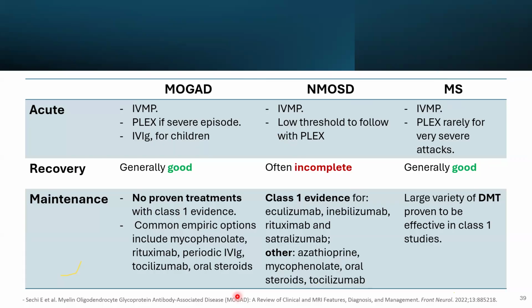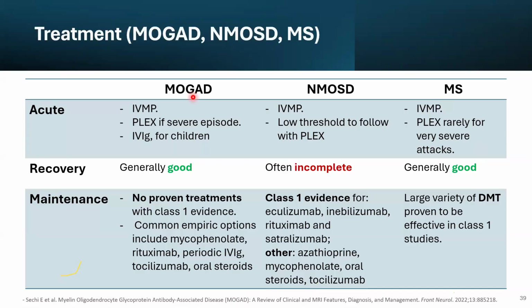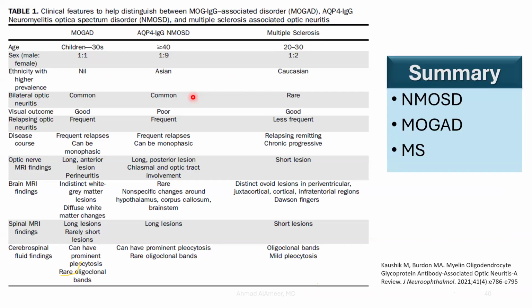So for maintenance therapy, a lot of treatment can be done based on the diagnosis. But remember that disease-modifying therapy in MS should not be given in patients with NMO and MOG. It can cause worsening of the condition. This is a summary slide comparing MOG, NMO, and multiple sclerosis. You can read this article, for anyone who is interested, to read about the difference between multiple sclerosis, NMO, and MOG.